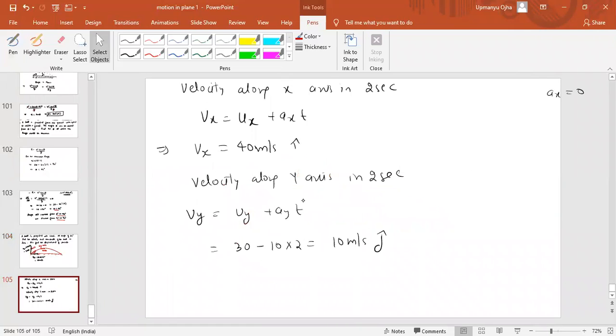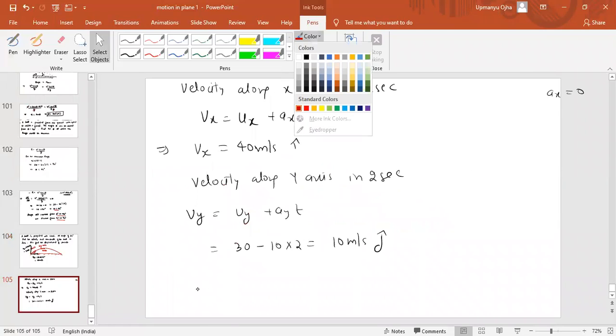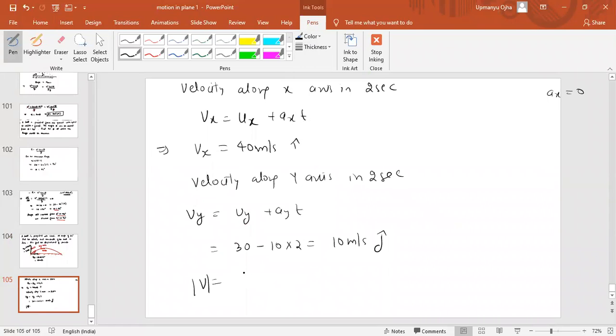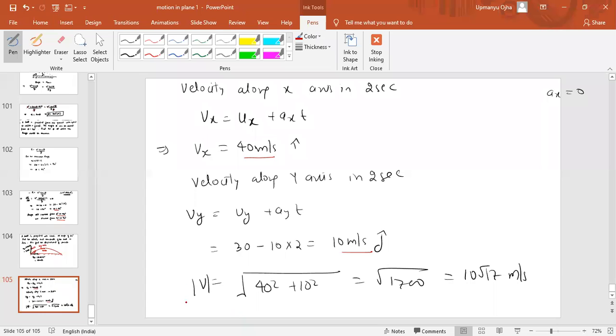Now can we find the velocity at that point? The magnitude of the velocity will be equal to the square root of 40 square plus 10 square, which is 1700, or we can say 10 root 17 meter per second. So the velocity after 2 seconds will be 10 root 17 meter per second. Vx is 40 along the x-axis, Vy is 10 along the y-axis, and the resultant magnitude is 10 root 17 meter per second.